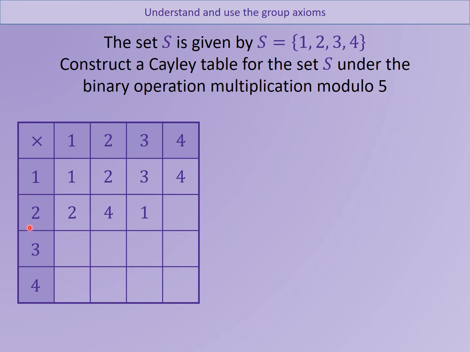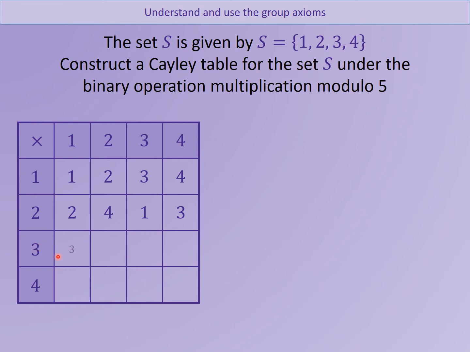Remember what it's doing: take off the modulo from it, or any multiples of the modulo, and the number you're left with, when you can't take off any more, is the answer you're looking for. So 2 times 3 is 6, 6 take away 5 is 1. 2 times 4 is 8, 8 take away 5 is 3. So 8 would be 3 in modulo 5. Right, so if you've forgotten that, just have a go at filling out the last two rows.